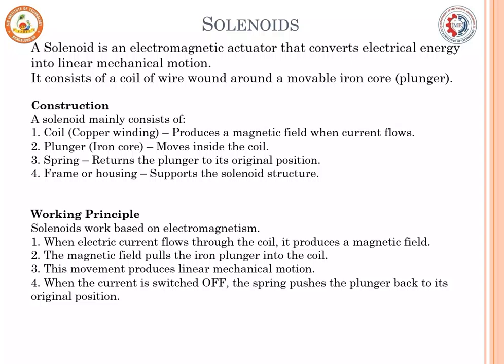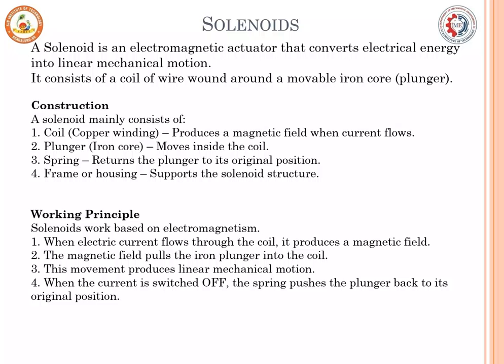So continuing with the drive system for robotics in the fifth module contents, I'll be discussing what a solenoid is and how the drive system is extended to the solenoid. A solenoid is an electromagnetic actuator that converts electrical energy into linear mechanical motion. It consists of a coil of wire wound around a movable iron core.